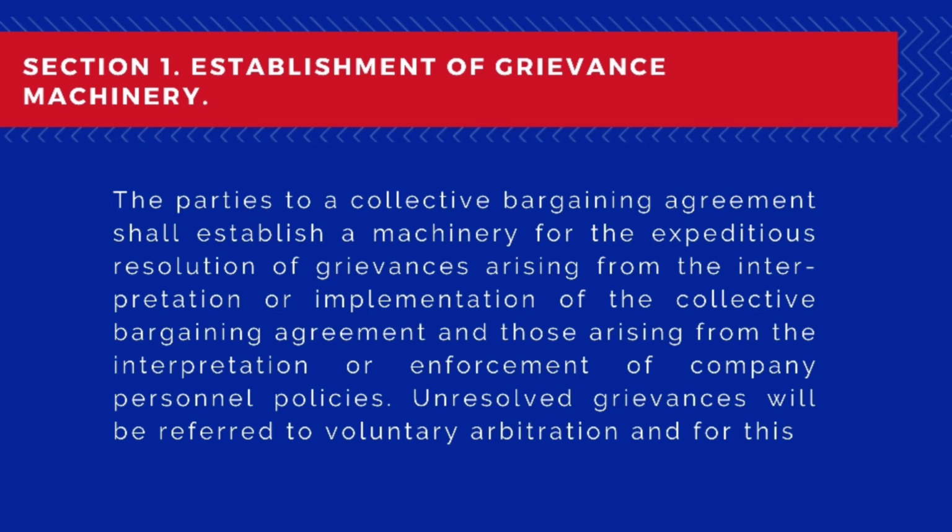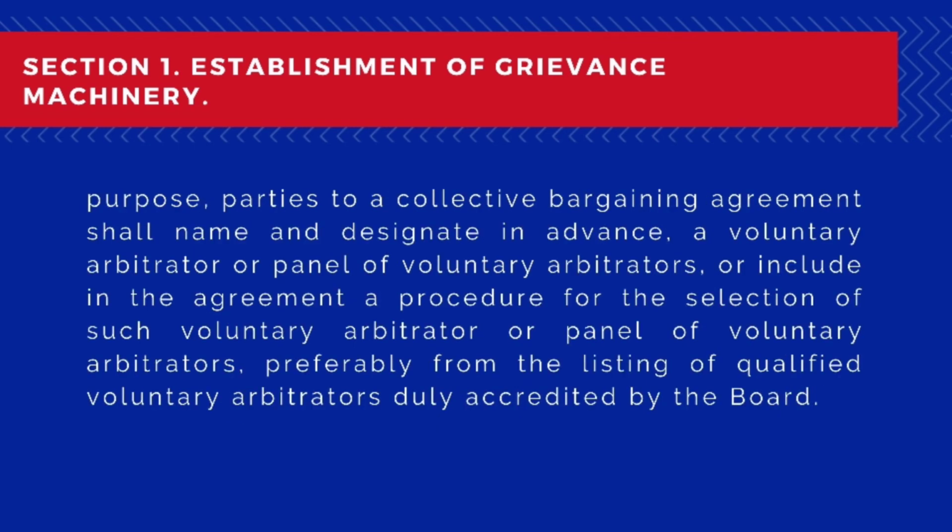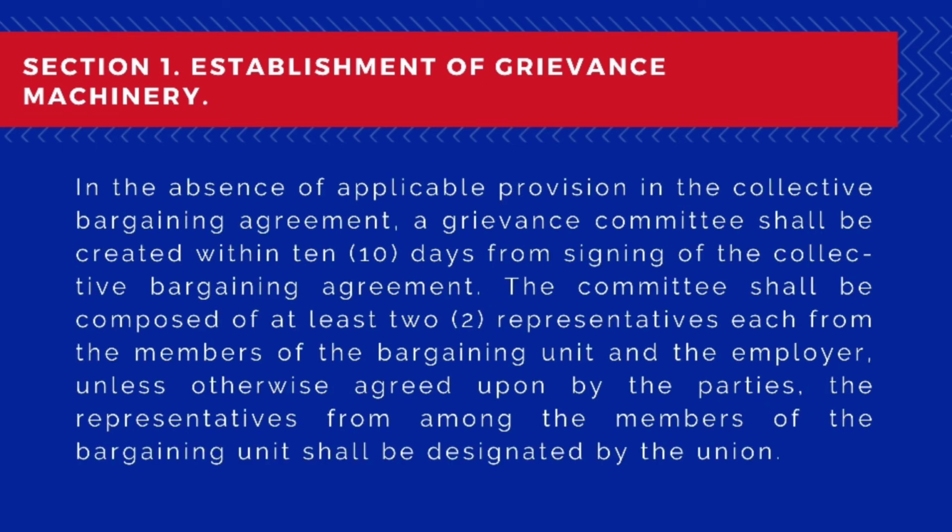Unresolved grievances will be referred to voluntary arbitration, and for this purpose, parties to a collective bargaining agreement shall name and designate in advance a voluntary arbitrator or panel of voluntary arbitrators, or include in the agreement a procedure for the selection of such voluntary arbitrator or panel of voluntary arbitrators, preferably from the listing of qualified voluntary arbitrators duly accredited by the board. In the absence of applicable provision in the collective bargaining agreement, a grievance committee shall be created within 10 days from signing of the collective bargaining agreement.